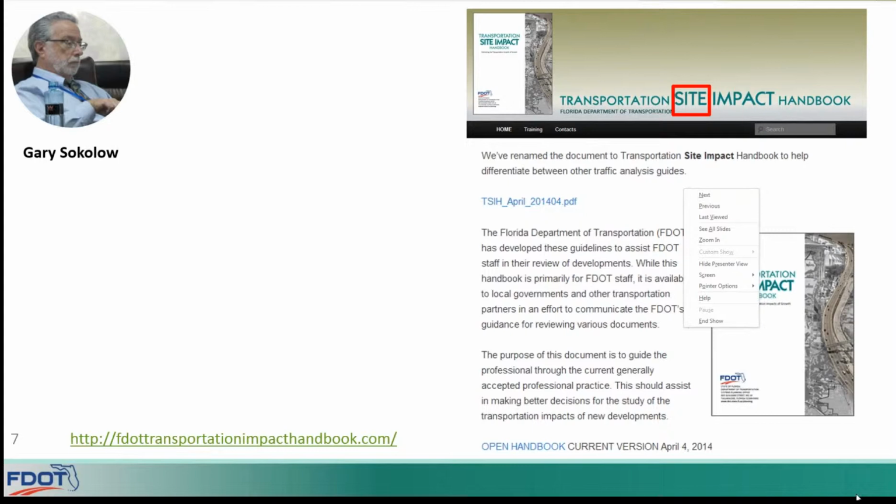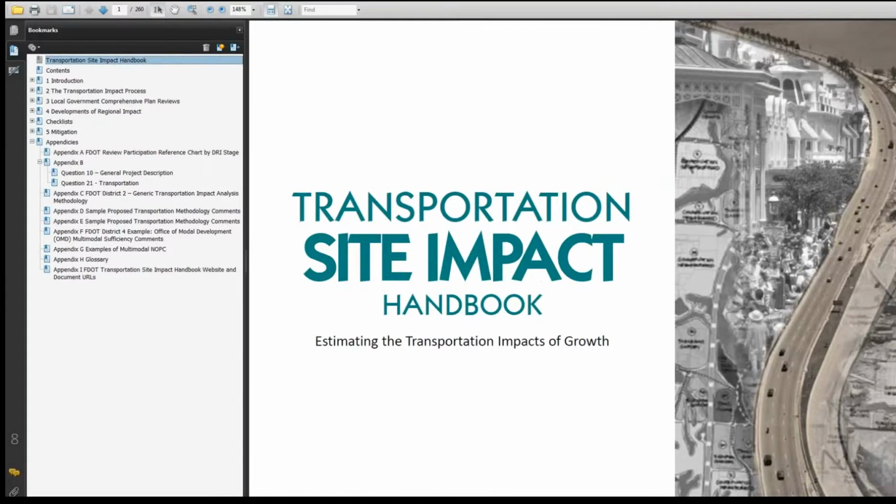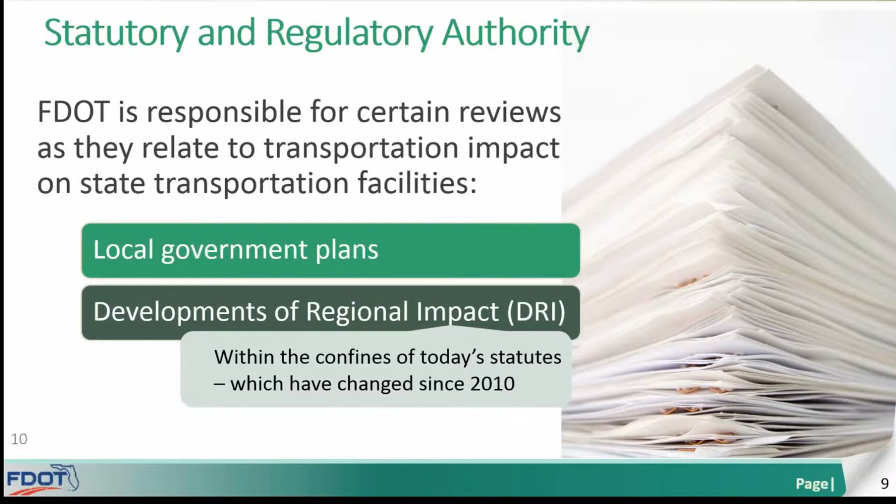And pretty soon you will see an actual picture. Okay, when you go there and you download the handbook in PDF and you open it up, you'll see that there are bookmarks on the left-hand side to make it easier for you to get to where you want to go. You can see here, in addition to adding the word site, we have also added the subtitle, Estimating the Transportation Impacts of Growth. Continue on.